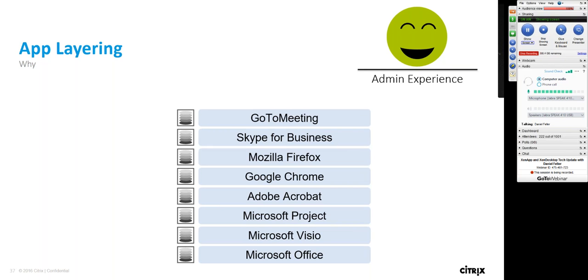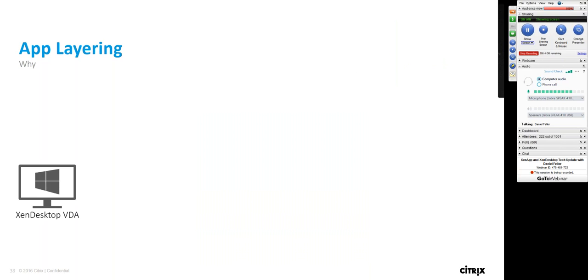The whole premise of app layering is it should simplify the admin experience. I don't have to install Office on 20 different images. I just put Office in a single layer. I put Visio in one layer. I put Chrome in a layer, Firefox in a layer, Skype in a layer, and I just manage that application once. Then I can give that layer to multiple users and build these dynamic desktops. And if I need to update Office, I only update the Office layer instead of all these different images. So in theory, this works great.